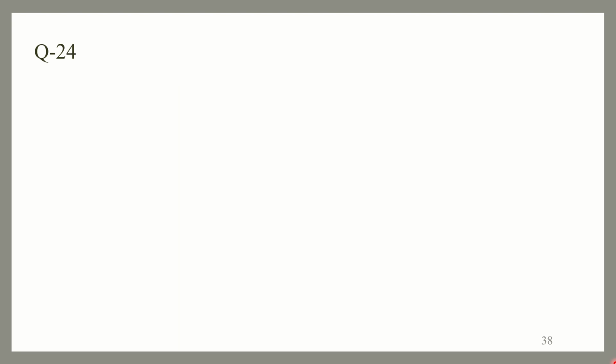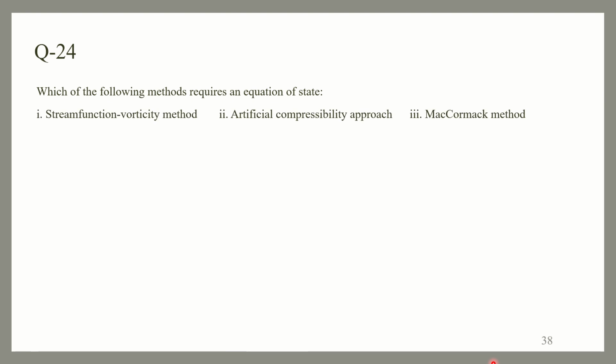In question 24, we need to find which of the following methods require an equation of state. First one, stream function vorticity method. Second one is artificial compressibility method. Third one, McCormack method. So 2 and 3 is my guess. We'll see the options first. Option A 1, option B 2, option C 3, option D 2 and 3.